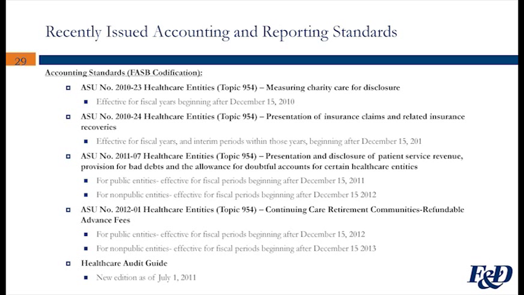So I mentioned a few of the updates that have happened in the past couple of years as I was going through. I'll just give you the actual accounting standards updates. So the first one is Accounting Standards Update number 2010-23, which is measuring charity care for disclosure. That was the determination that cost was the relevant measure of charity care, and that's what should be disclosed in the financial statements, which we discussed in the charity care footnote section.